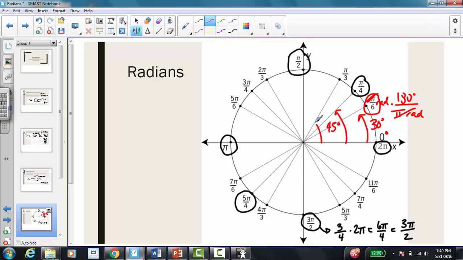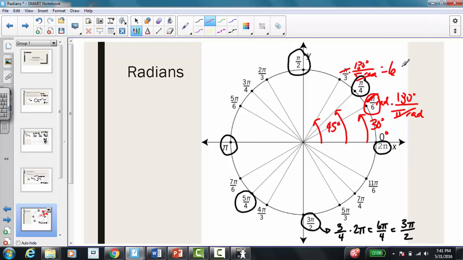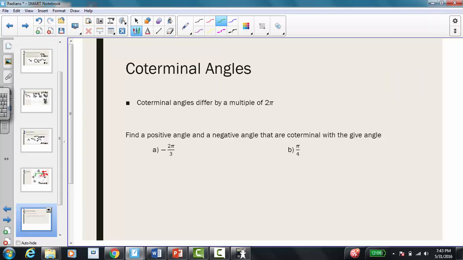In order to get to pi over 3, this time I'm going to use that conversion. So I have 180 degrees divided by pi radians. My pi radians cancel out, and I'm left with 180 divided by 3, which gives me 60 degrees. So as you can see, we're increasing by a certain amount each time.